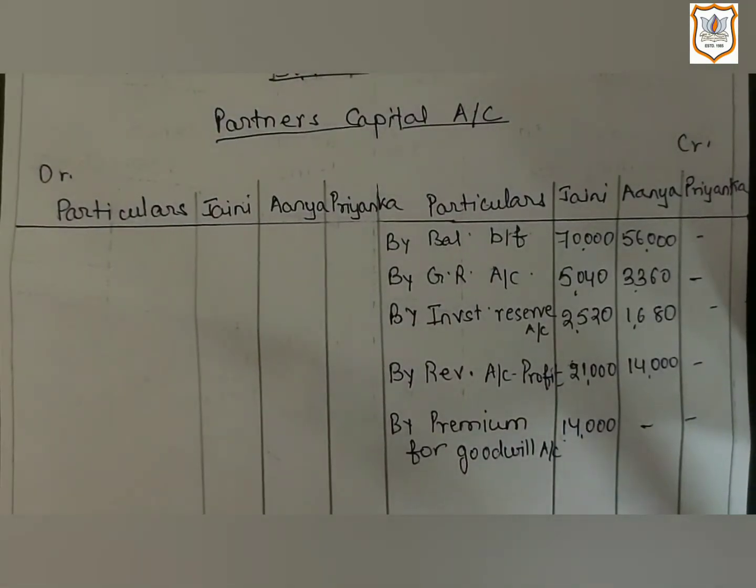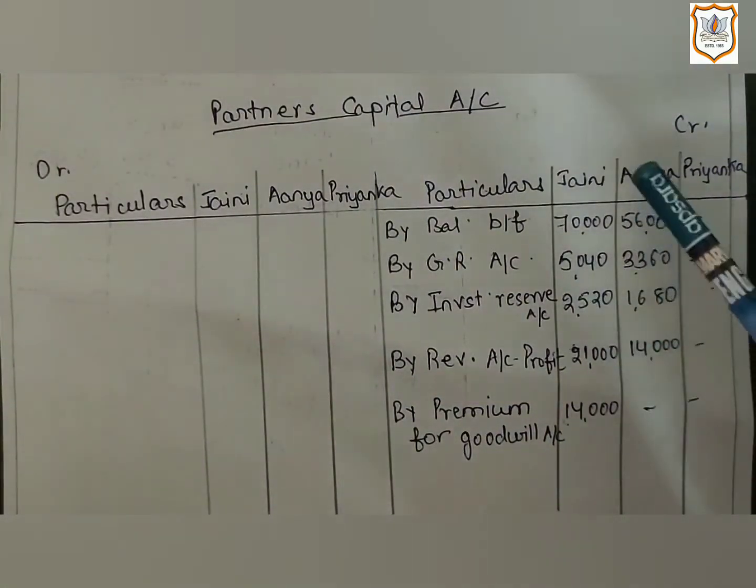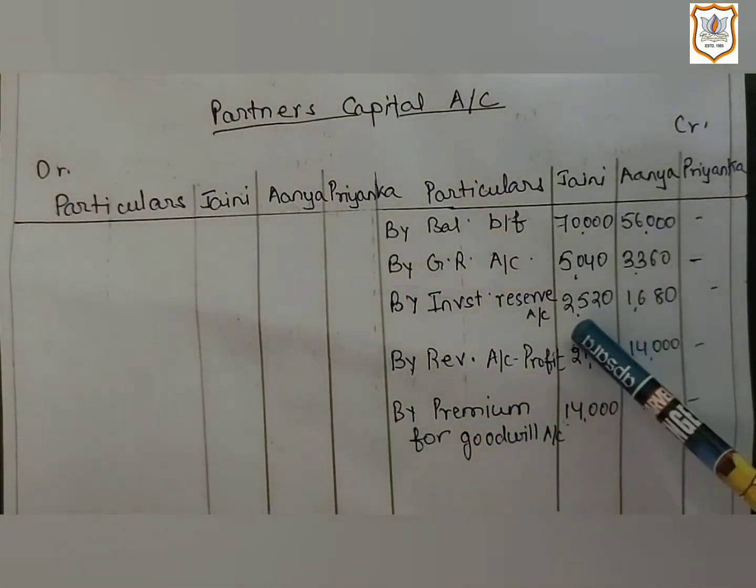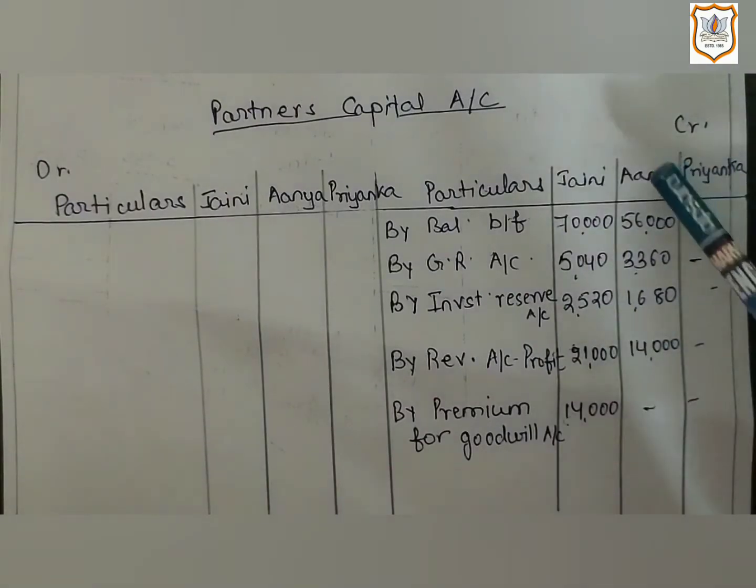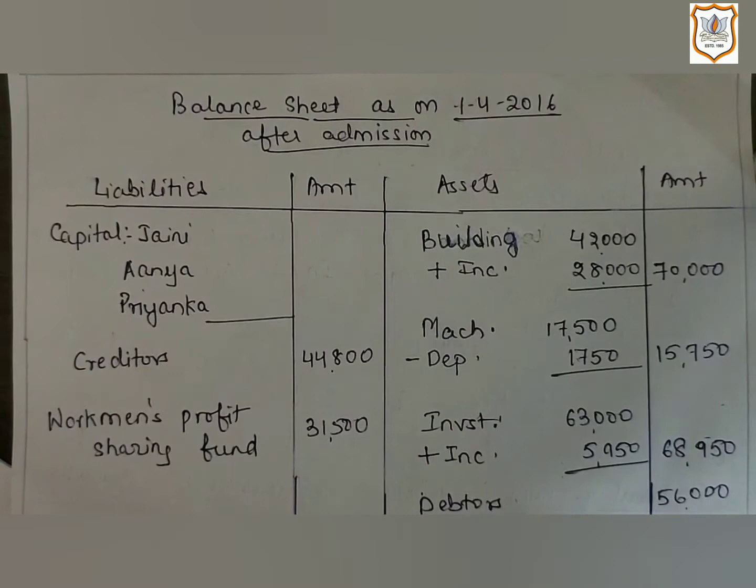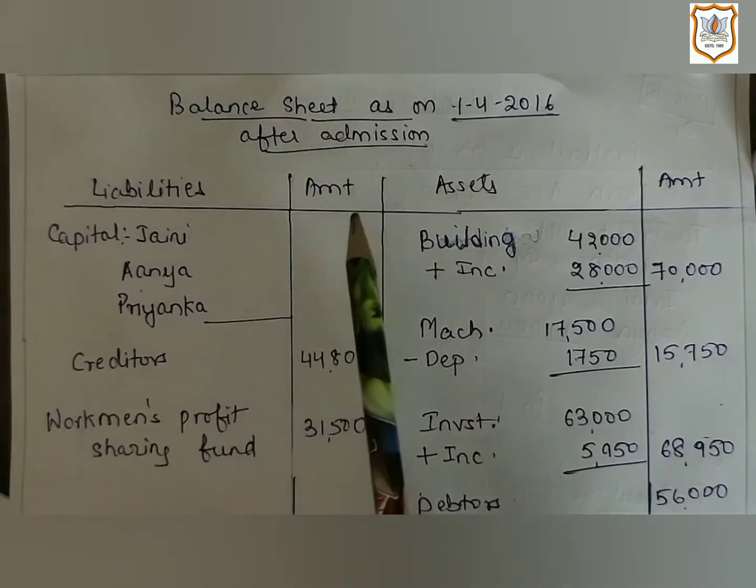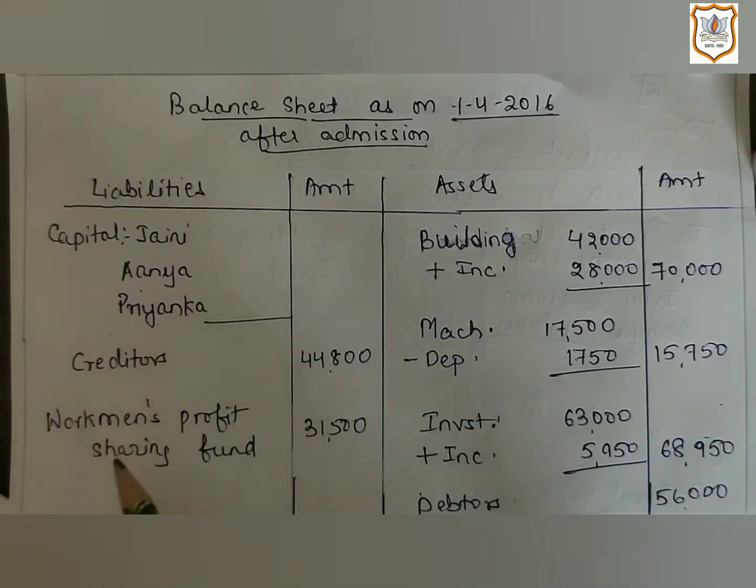So now it will be distributed to old partners in the old ratio. According to the old ratio, that is 3:2, Jenny will get 2,520 and Anya will get 1,680. Now the workmen's profit sharing fund is given. In the old balance sheet, it is a liability, so in the new balance sheet also, we will show it on the liability side, 31,500.